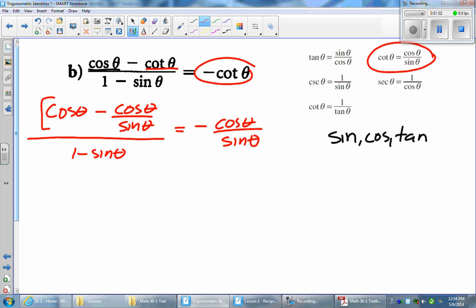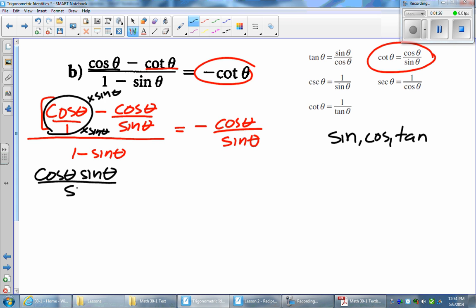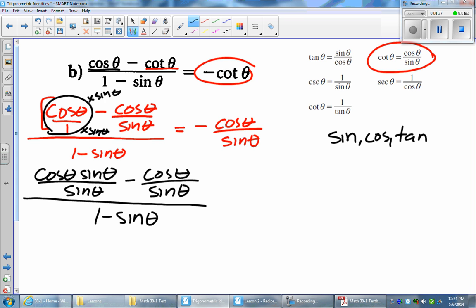Right here on the top, as you can see, we have a fraction minus a fraction. You can put those fractions together by creating the same denominator. For the first fraction, it's the only one I need to manipulate. I want to multiply both the top and the bottom by sine theta, and that will create the same denominator. So what I'll have left now is cosine theta times sine theta all over sine theta minus cosine theta over sine theta. Remember, I didn't do anything to the bottom 1 minus sine theta, and we're trying to make it equal to cosine theta over sine theta.